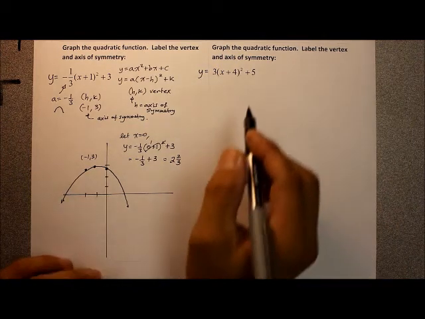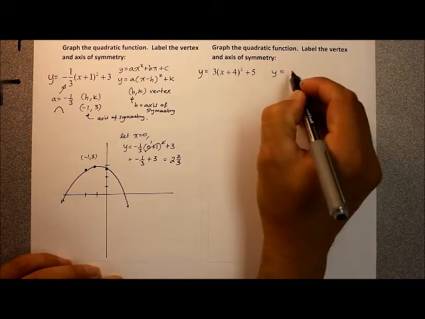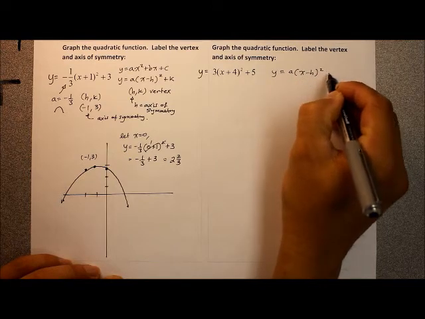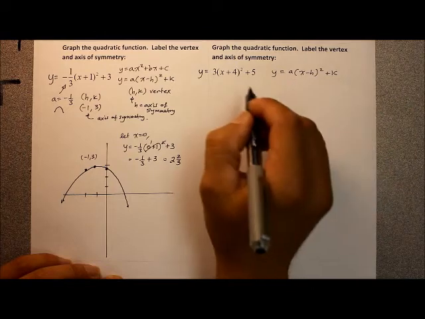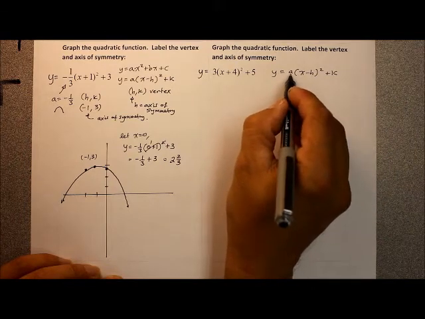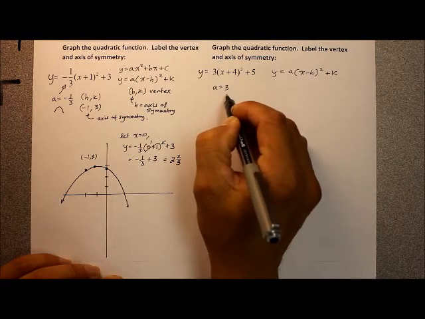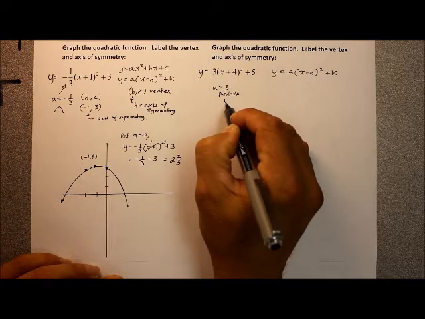Good. Once again, if I write the vertex form of the quadratic function, we have a times the quantity of x minus h squared plus k. Now we're going to identify some coefficients. a is 3. It's positive. Since it's positive, the parabola is going to open upward.